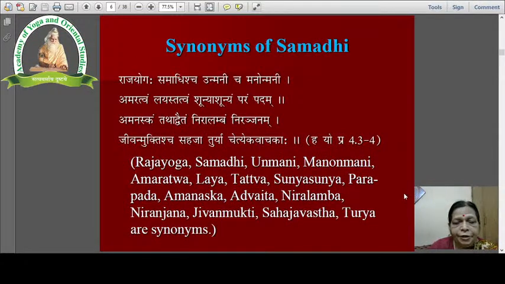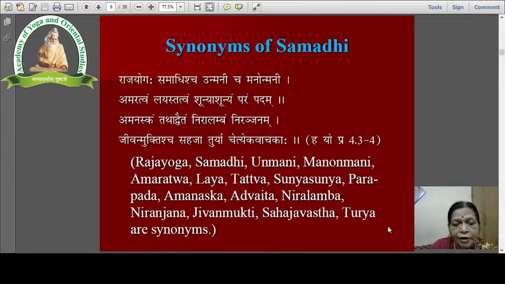Now in Hatha Yoga Pradipika we find a series of synonyms of samadhi. Raja Yoga samadhischa unmanicha manonmani amaratvam layatattvam shunyashunyam parampadam amanaskam tatha dvaitam niralambam niranjanam jivanmuktischa sahaja turya chetyekavachakah. The synonyms of samadhi are Raja Yoga, Samadhi, Unmani, Manonmani, Amaratva, Laya, Tattva, Shunya Ashunya, Parapada, Amanaska, Advaita, Niralamba, Niranjana, Jivanmukti, Sahajavastha and Turya.